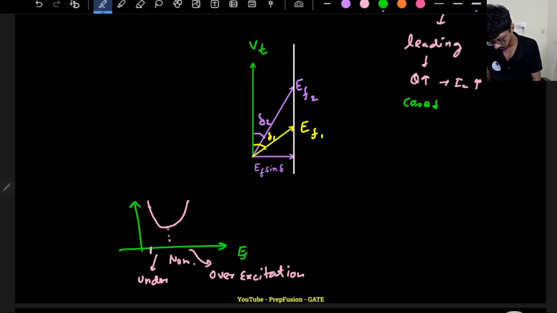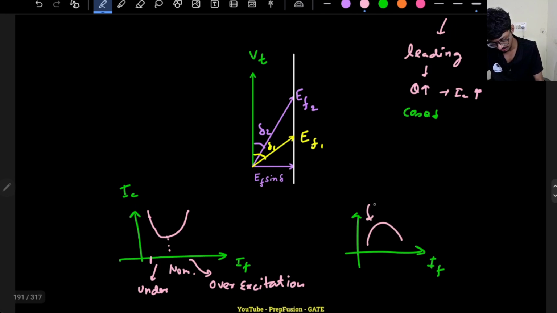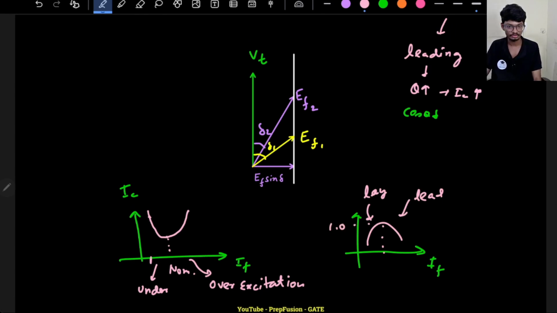And for the power factor with respect to EF, basically this is actually IF excitation. IF is proportional to EF only. The power factor will just be opposite, an inverted V curve. Initially it will be lagging, it will be leading after nominal excitation, after unity power factor. Remember, it is just the opposite of generator. In generator, first leading came, then lagging came. Leading and lagging will be interchanged, that's it. Everything else will remain the same. You can go and check.